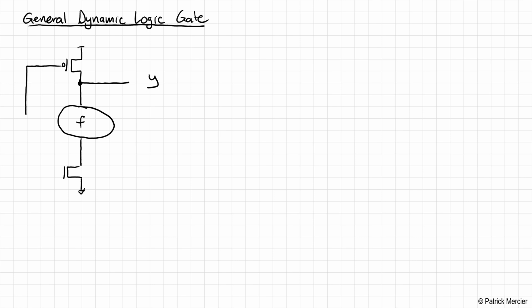Okay, so it turns out a general dynamic logic gate is fairly straightforward. We have a PMOS at the top, not surprising. Our output comes out here. Output is, say, equal to Y. We have some function, which we'll describe later, and then an additional NMOS transistor on the bottom here. Now, this NMOS and this PMOS have their gates connected together, and the input signal here is what we call phi. All right, we'll get into what that means momentarily.